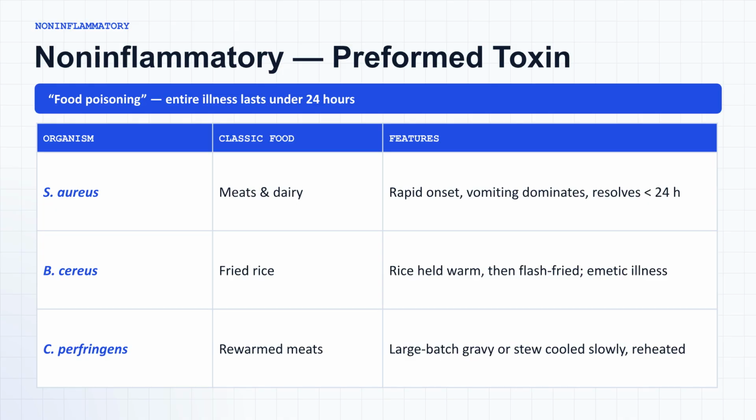Here is the preformed toxin group. These are the classic food poisoning syndromes. Staphylococcus aureus toxin comes from meats and dairy. Think a cream-filled pastry or a mayonnaise salad left out. Bacillus cereus is the fried rice organism. Rice left at room temperature and then flash fried. Clostridium perfringens comes from rewarmed meats. A large batch of gravy or stew cooled slowly and reheated.